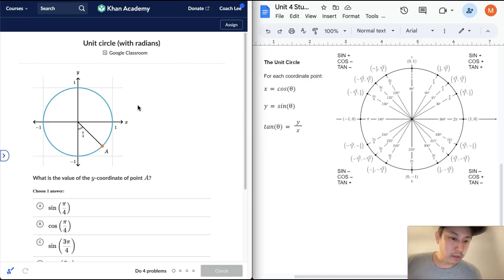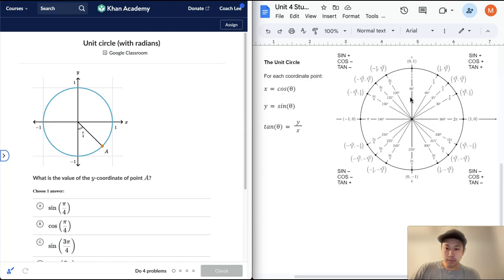All right, so first problem here. What's the value of the y-coordinate of point A? Okay, so the y-coordinate is related to the sine of that angle. They're giving us a little measure here of pi over 4, right? So if I start from the positive x-axis, I have to loop around here. This is going to be pi over 2 radians, another pi over 2, another pi over 2, plus an extra pi over 4, right?